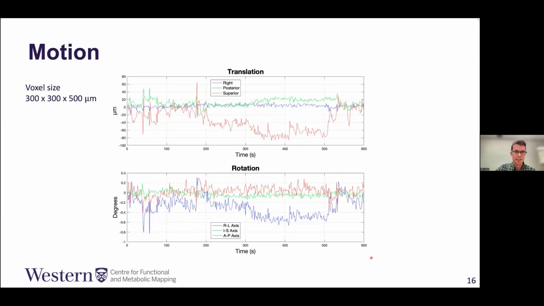So to analyze the effectiveness of our restraint device, this is a representative motion analysis from one of the runs from one of our mice. We're showing the translation up top in microns for the right, left, posterior, anterior, and superior, inferior directions, and then the rotation on the bottom in degrees. Again, this is the voxel size for reference. And you can see that the translation is well under 1 voxel size, which is the generally accepted amount of motion that we allow for these runs.